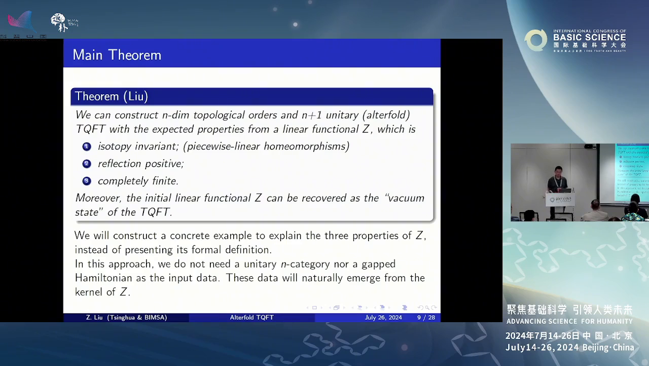Now let's get into the main result. So what do we do? We can construct such n-dimensional topological orders and an n+1 dimensional unitary TQFT. We call it the orthofold TQFT because the TQFT has 2 different colors in the top dimension, A and B. Later we will explain what's the meaning of the 2 colors. And the colors appear alternatively.